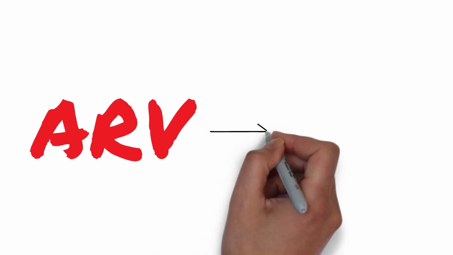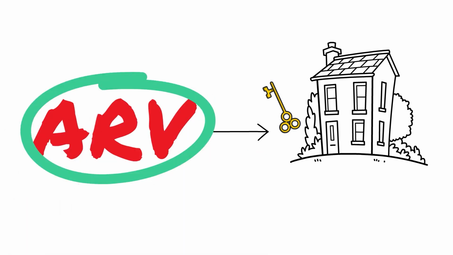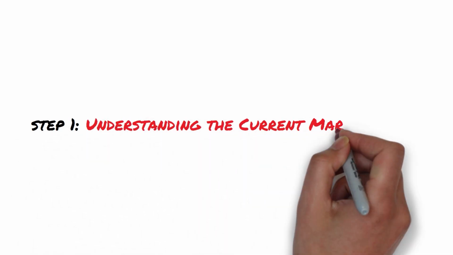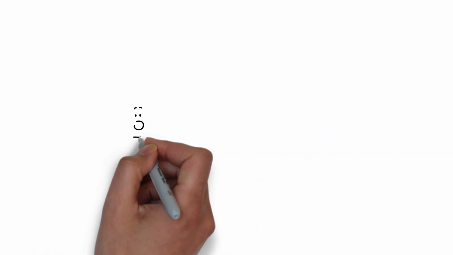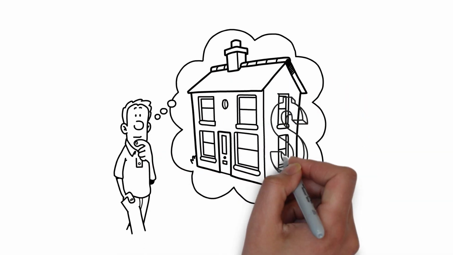ARV, my young Padawans, is like the master key to unlocking the true potential of a property. Today, let's dissect the enigma that is ARV and shed light on the steps to calculate it. Step 1. Understanding the current market value. The first step in our ARV quest is understanding the current market value of your property.